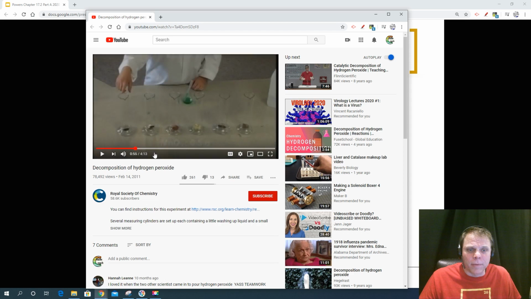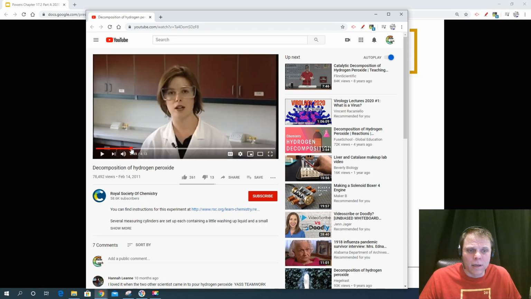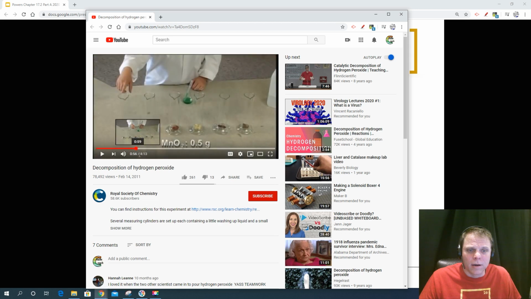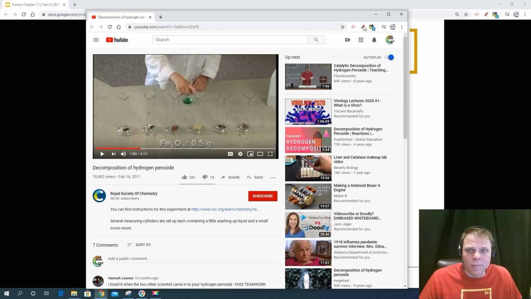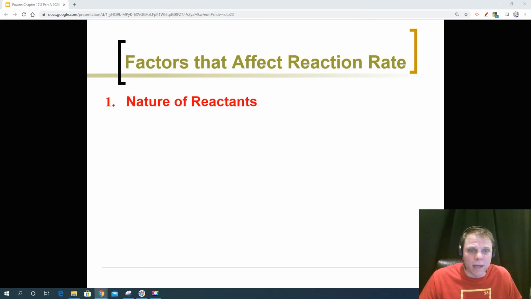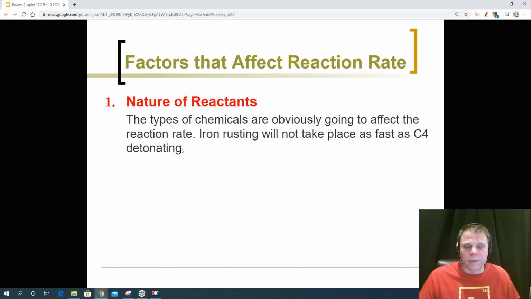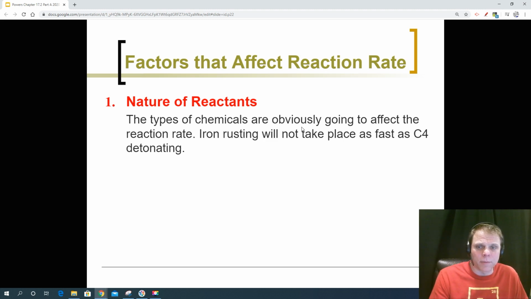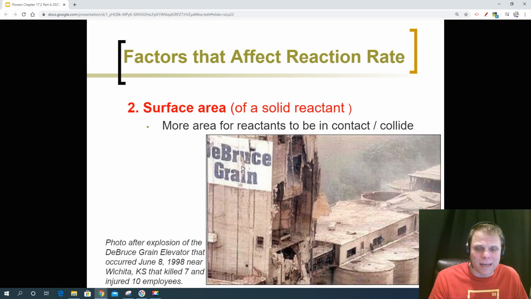And, oh, there we go. Take me back, where are you? There you are. There's the manganese 4 oxide. Was that first one, and then right in between was a lead 4 oxide, and then you had the iron 3 oxide. So anyway, nature of reactants. You have different reactants. You're going to have different speeds of reactions. So the types of chemicals are going to affect the reaction rate. Iron rusting won't take place at the same speed that C4 detonating does.